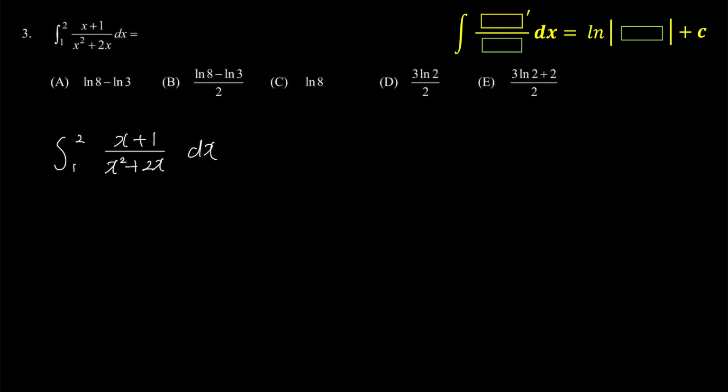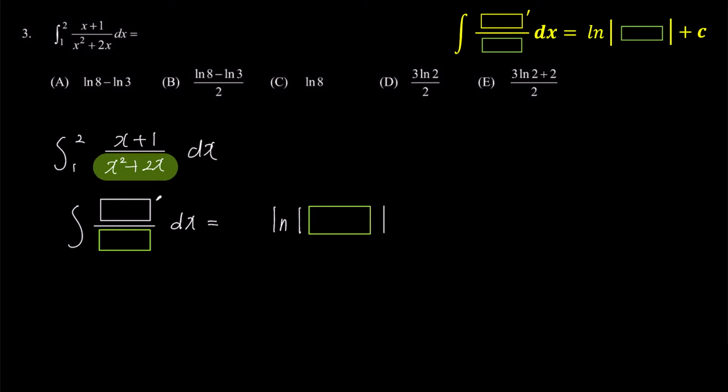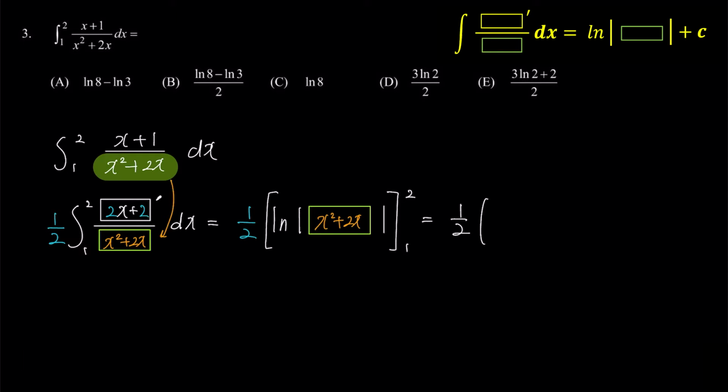Box rule comes into play again. We put x squared plus 2x in the green box and its derivative 2x plus 2 in the box prime. As a result, the numerator becomes twice the original problem. Simply enough, just divide it by 2. After dividing the right side by 2 as well, we plug 2 and 1 into the expression in the green box. The answer ends up being half times ln 8 minus ln 3. What's the answer? It is B.